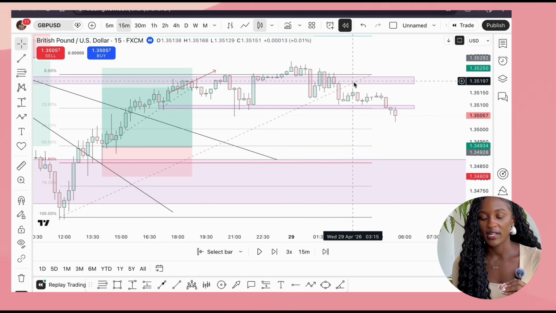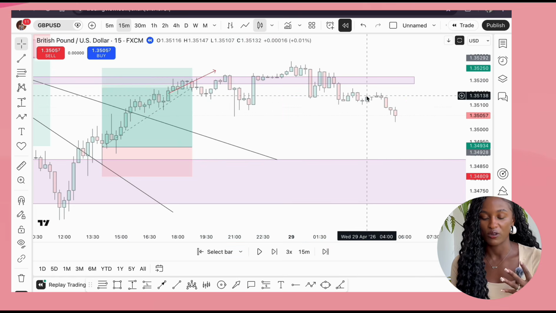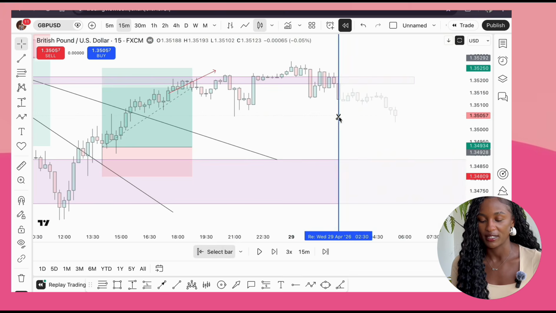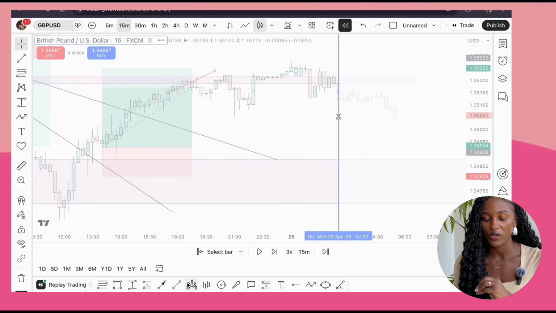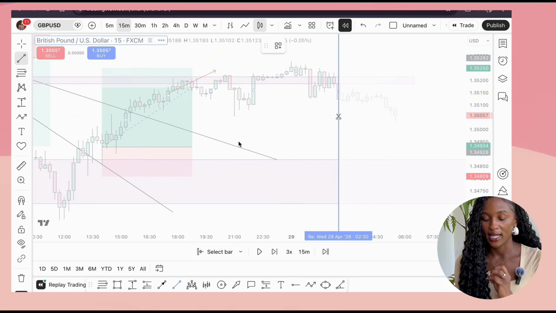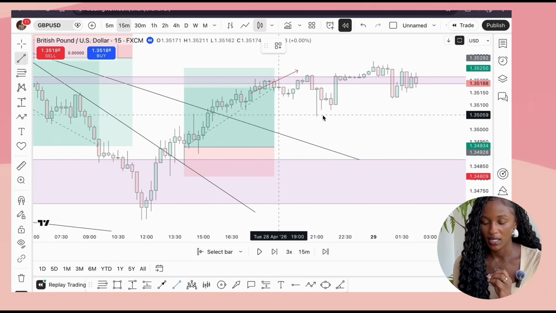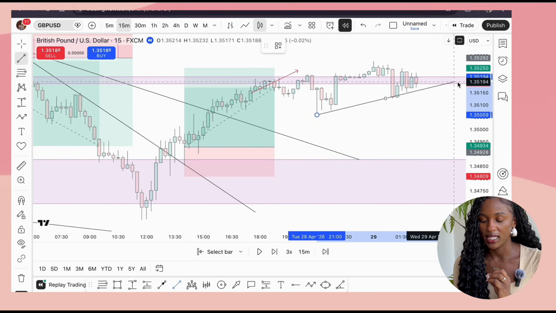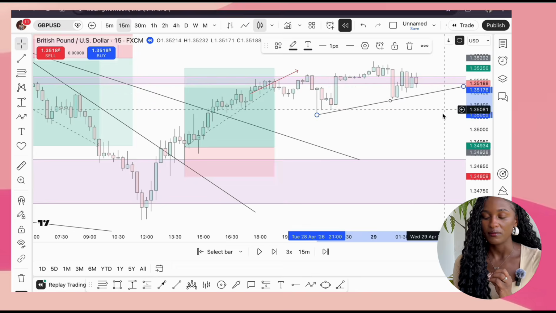Okay, so right now we are seeing a break of structure. Let me show you how it's happening. You see, around that point, when you use your trend line from point A to point B, this is my point A, this is my point B.